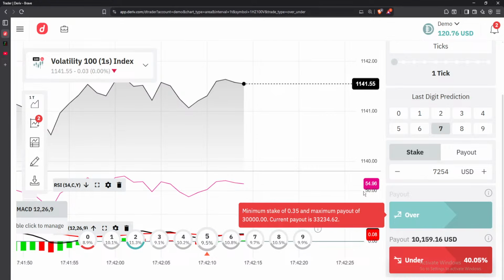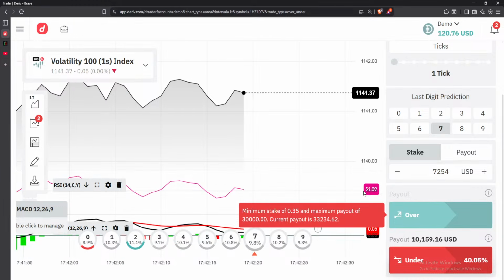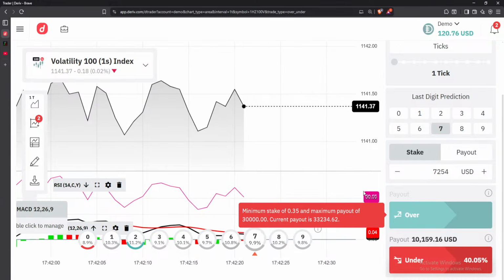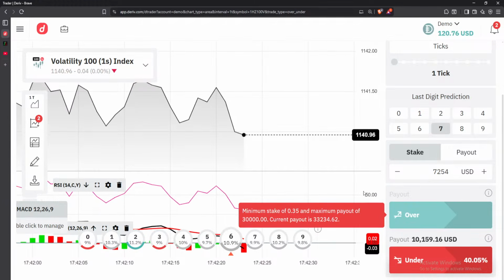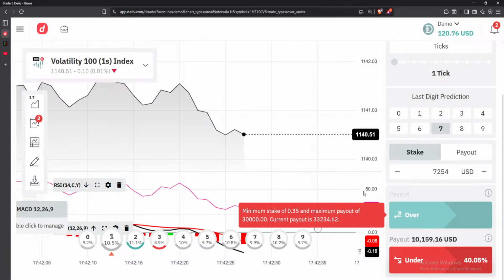The percentages of 7, 8, and 9 should either be constant or decreasing. And if they're to increase, they should increase by only 0.2 or 0.3%. Once they cross that threshold, run out of that market.